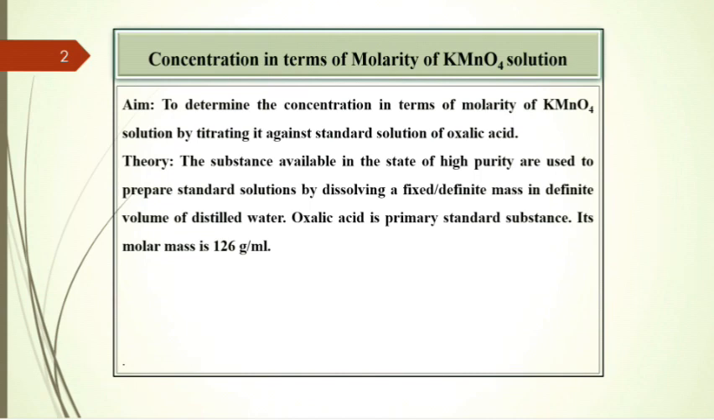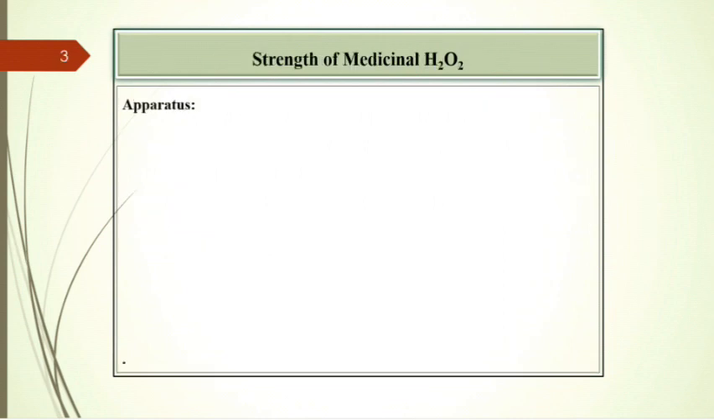Theory: the substances available in the state of high purity are used to prepare standard solutions by dissolving a fixed or definite mass in a definite volume of distilled water. Oxalic acid is a primary standard substance. Its molar mass is 126 gram per mole.